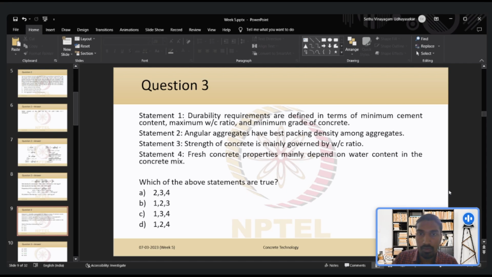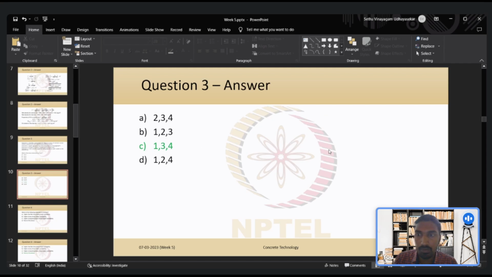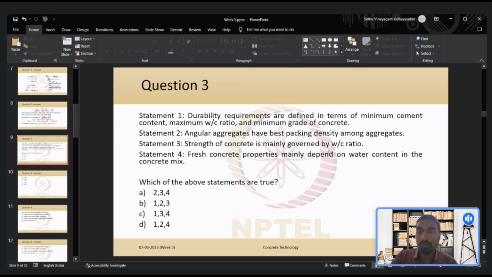Okay, let's take a look at the answer now. The right answer is option C, 1, 3 and 4. The first statement says that the durability requirements are defined in terms of the minimum cement content, maximum water to cement ratio and the minimum grade of concrete. So it is correct. All these three quantities are used to define or specify the durability requirement.